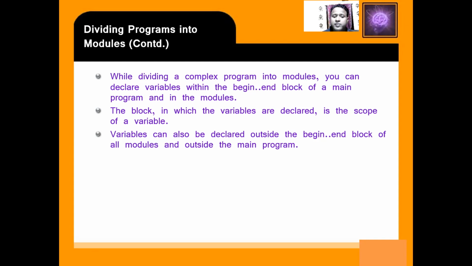In a similar way, in a program, when you divide a program and define a variable, where you define the variable matters. The variable is of two types: one is local variable, another is global variable. A variable defined inside a begin and end block is called a local variable. A variable defined outside of the begin and end block is called a global variable. Let me give an example of what is global and local.